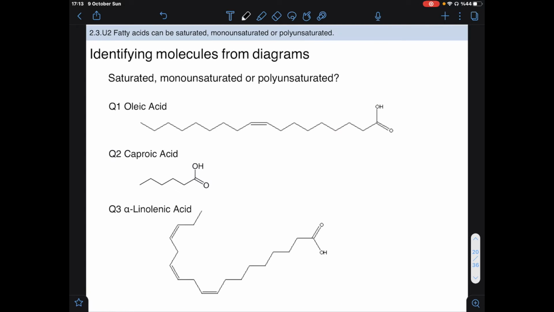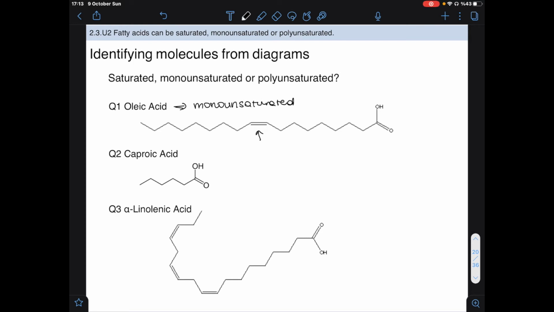So here's an example. So we have 3 types of fatty acids here, and we need to figure out which one's saturated, which one's monounsaturated, and which one's polyunsaturated. So let's look at the first one. Here we can see that it has 1 double bond. So what does 1 double bond mean? It means monounsaturated, because why? Unsaturated fatty acids have a double bond, but since it has only 1, we can infer that it's monounsaturated.